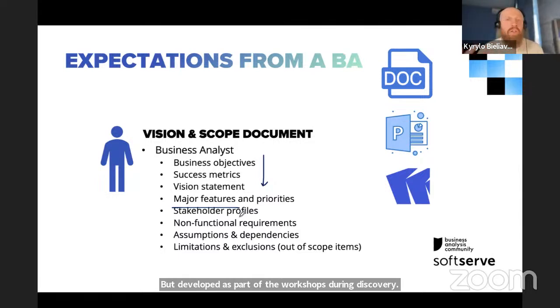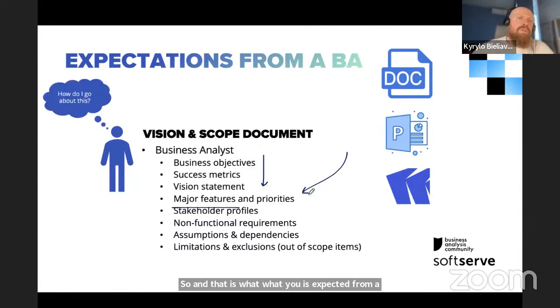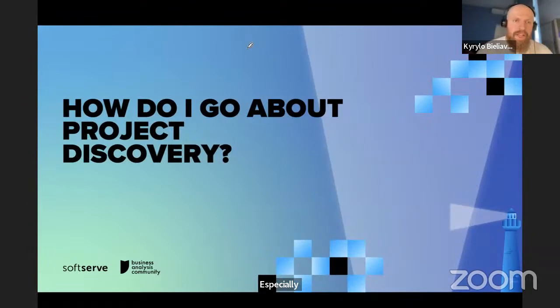So there are a lot of different options, and I would say the format of the final deliverable is much less important. What is really important is that you have all that info defined during the discovery stage. That is what usually is expected from a BA. And now the question: how do I go about this? How do I deliver all of that, especially in a limited time frame? So let's just talk about that.